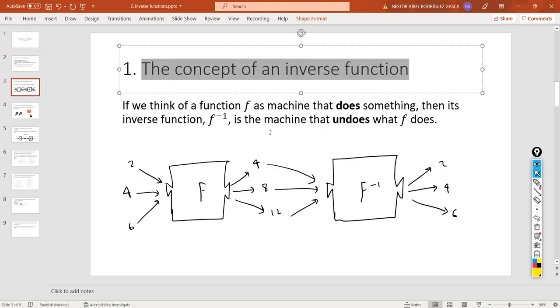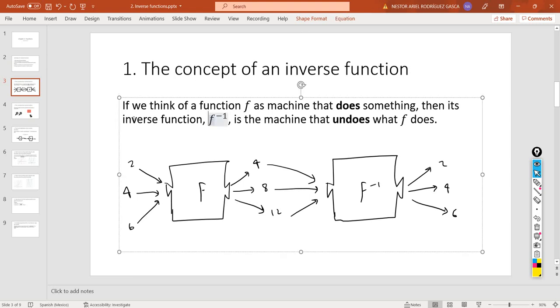So number one, the concept. What is the concept of an inverse function? If we think of a function f as a machine, which we usually do, a machine that does something, then its inverse function, represented by this symbol and read as f inverse, is a machine that undoes what f does. Okay, try to match this: f does, and f inverse undoes what f does. What does this mean?